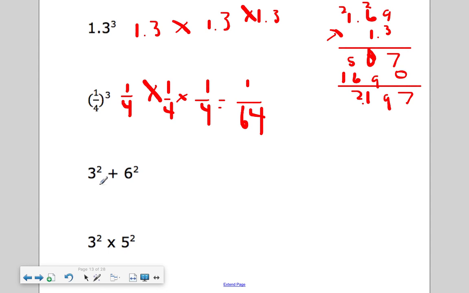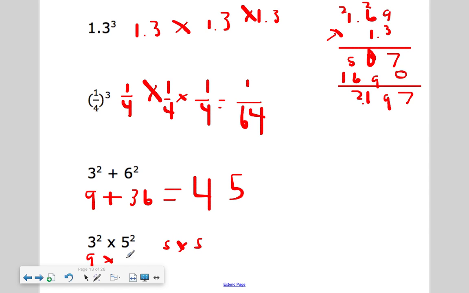And last but not least, we have 3 squared. That's 3 times 3 is 9. And then we have 6 squared. 6 times 6 is 36. This will add up to 45, I believe. Last but not least, what's 3 squared? 9, because 3 times 3 is 9. Times, what's 5 squared? 5 repeats itself twice. So 5 times 5 is 25. So 9 groups of 25 is 45 carried to 4, 225.